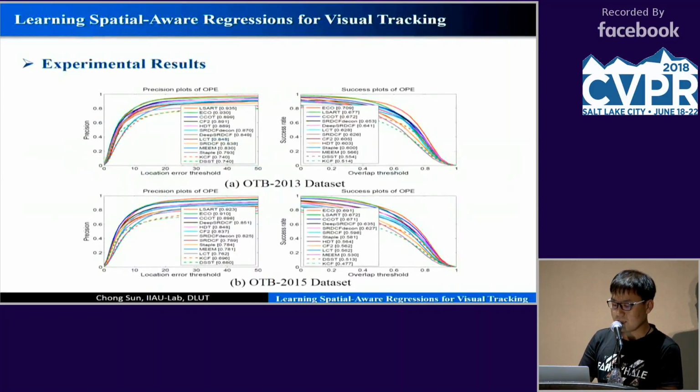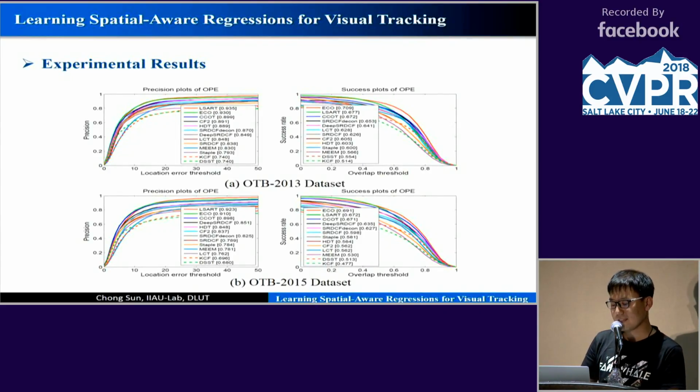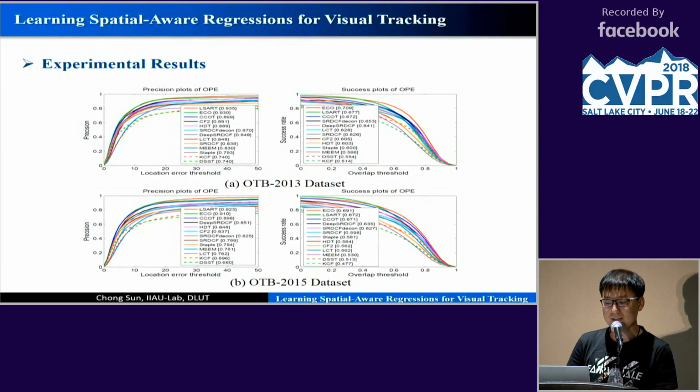As to the experimental section, we conduct dense experiments on both OTB and VLT datasets. Our tracker has impressive tracking results on both of the reported datasets. It's noted that the proposed tracker has the best performance on the VLT 2017 public dataset.